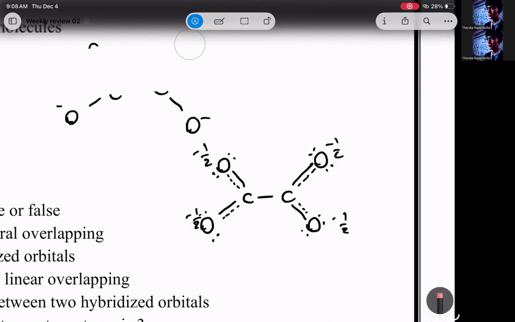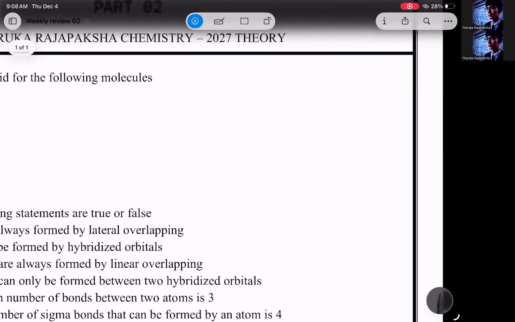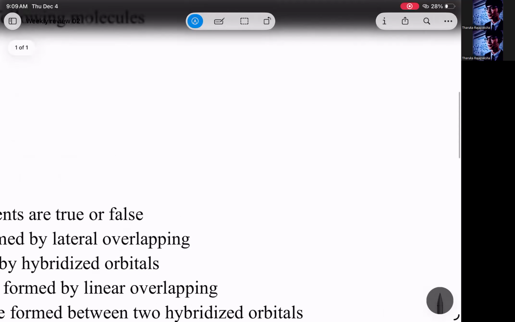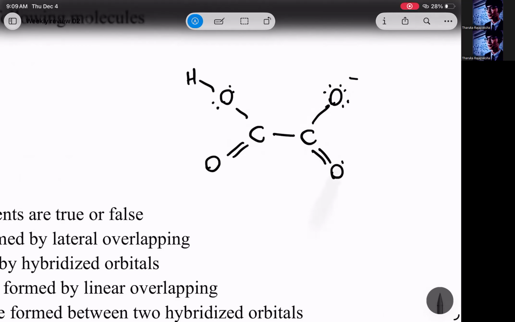Right. Then next question. I'm moving quickly, people. You can stop the video and watch. HC2O4 minus. Now the difference is that there is a hydrogen attached to one oxygen. So you can't make a double bond here. That's what I'm saying. It will get a positive charge if you put a double bond there. So the amount of stable structures that you can draw here will be 3. There will be 3 resonance structures that you can draw.